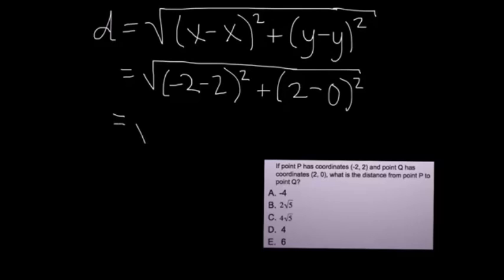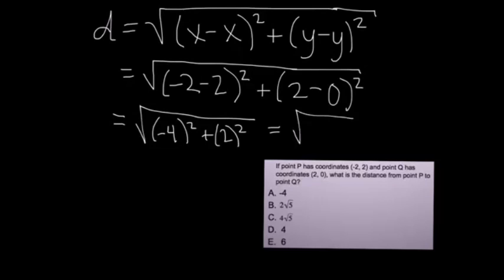The first thing we want to do in order of operations is make single numbers out of these parentheses. So that's a -4, and then that's being squared, and then this is a 2, and that's being squared. And that's going to lead to always positive numbers. -4 squared gives us 16, and 2 squared gives us 4. So we really have the square root of 20.